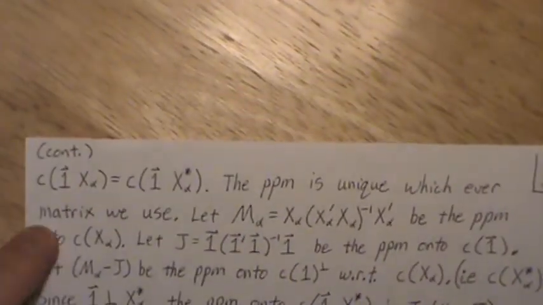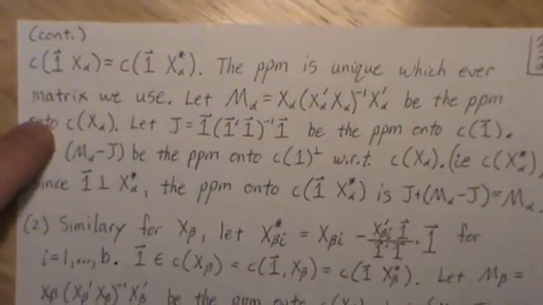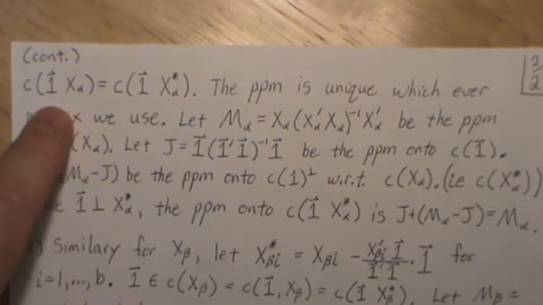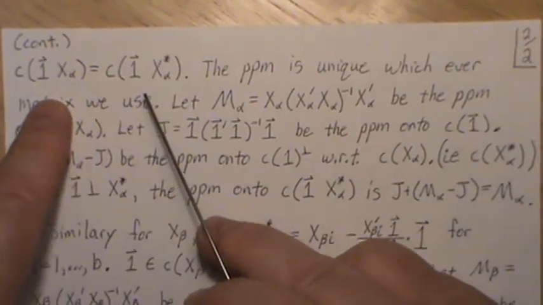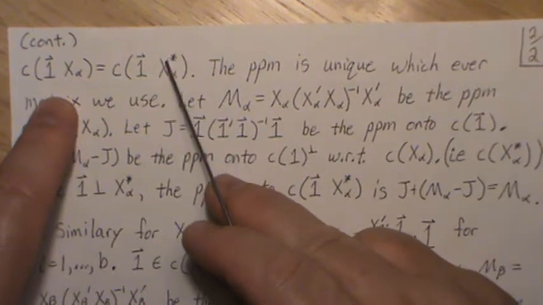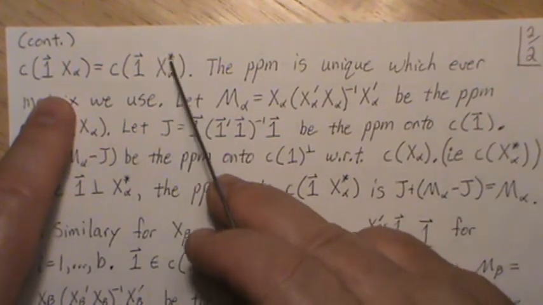So what we've done is this. We've taken the column space of 1, X alpha and transformed it into this. The column spaces are the same because we're only adding or subtracting a constant vector from each column.